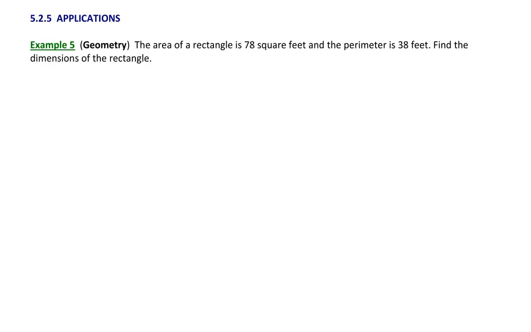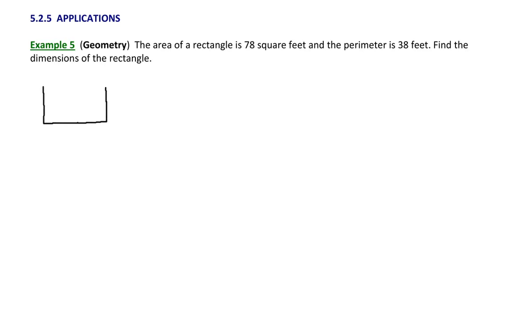We've learned lots of information together, and we're going to wrap it up here in section 5.2.5, looking at an application of nonlinear systems. So here we go. The area of a rectangle is 78 square feet, and the perimeter is 38 feet. Find the dimensions of the rectangle. All right, that doesn't sound too bad.